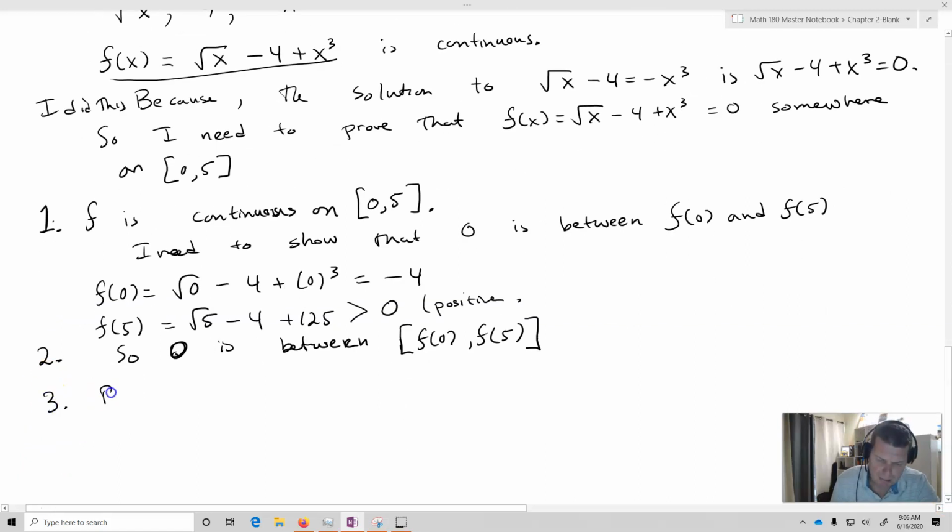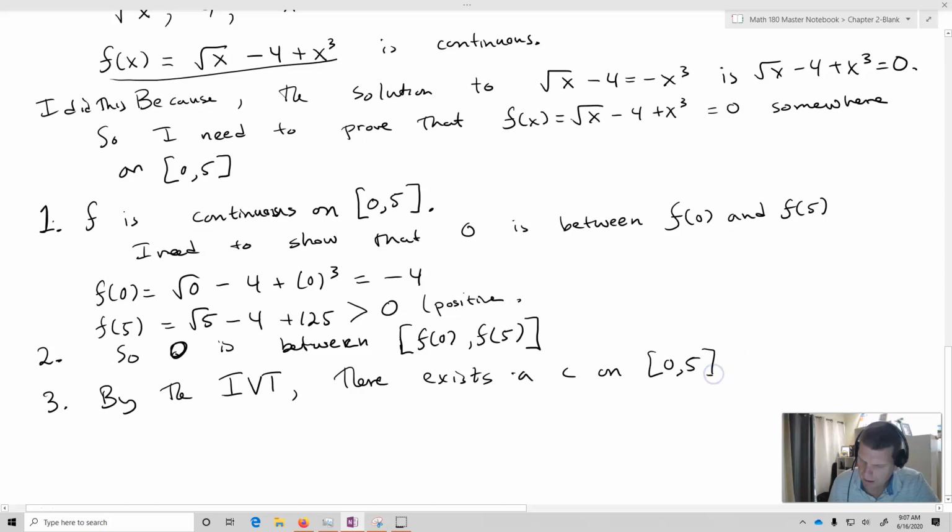So by the intermediate value theorem, IVT, by the intermediate value theorem, there exists a c on 0 to 5 such that f of c equals 0, right?